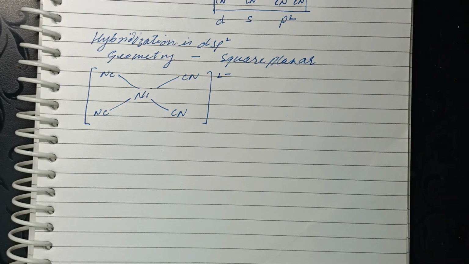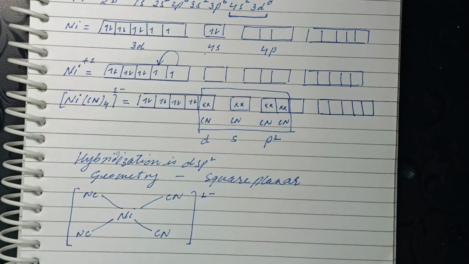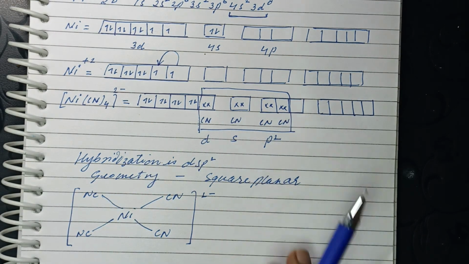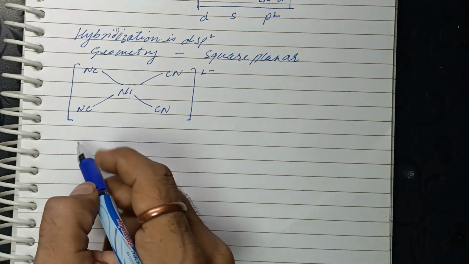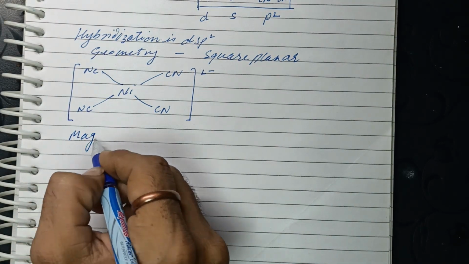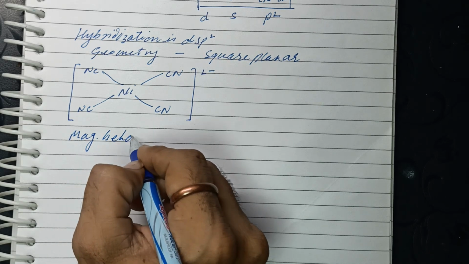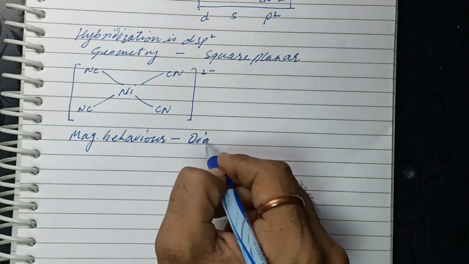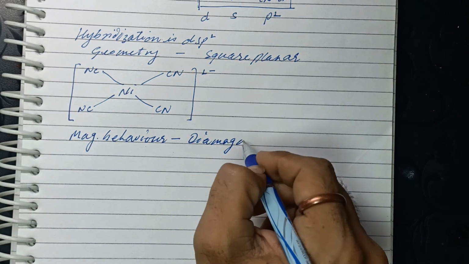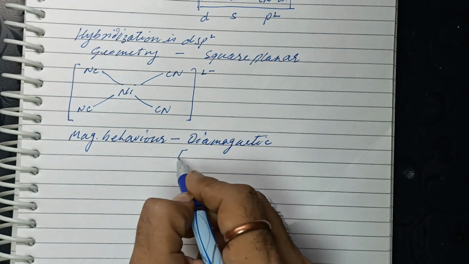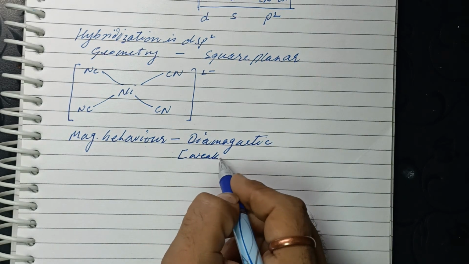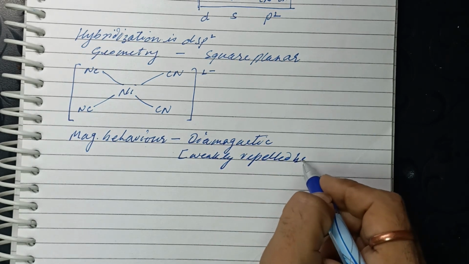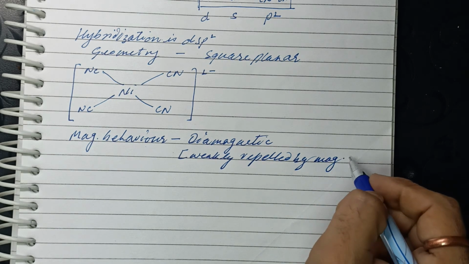Now the magnetic behavior. As you can see that in this case there is no unpaired electron. If there is no unpaired electron, it means it is diamagnetic in nature. Diamagnetic. They are weakly repelled by magnetic field.